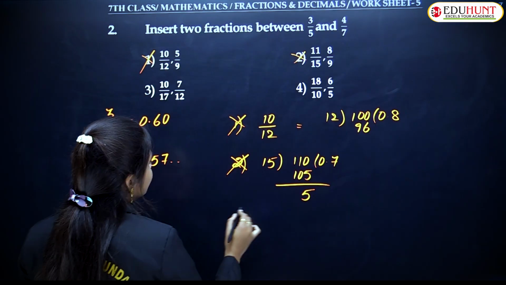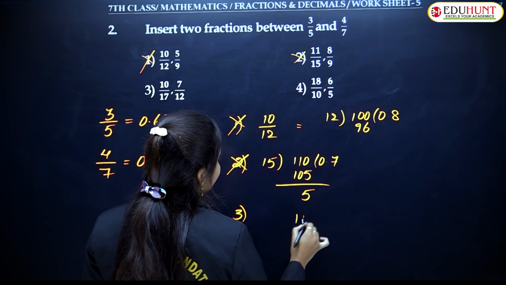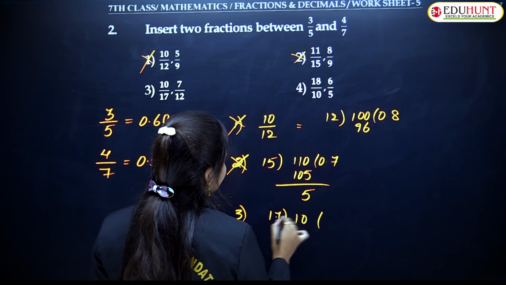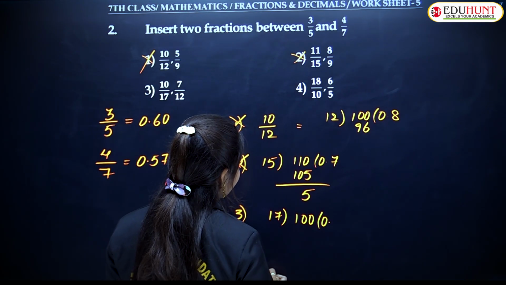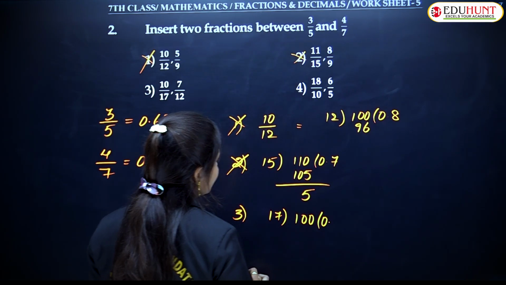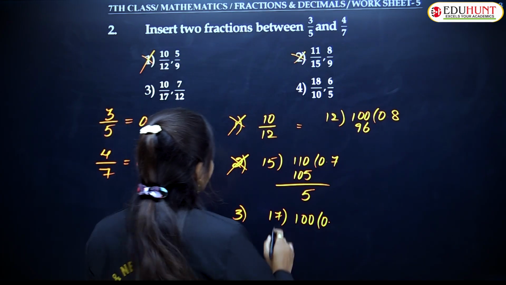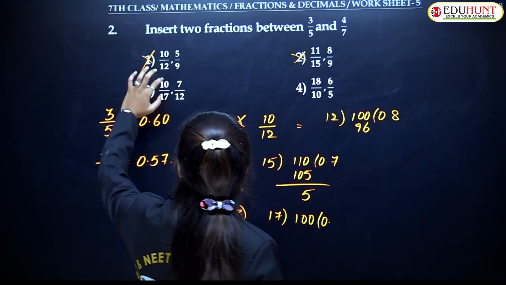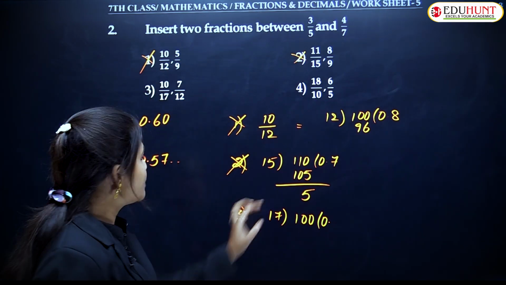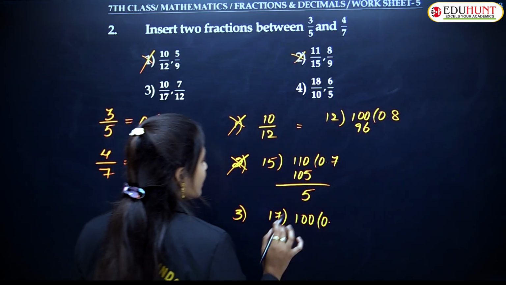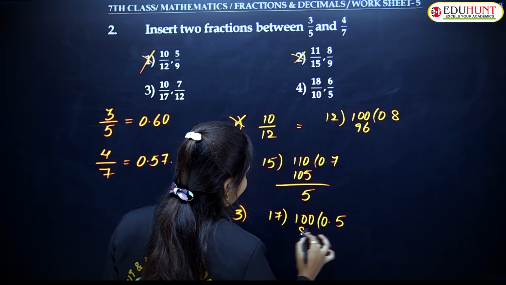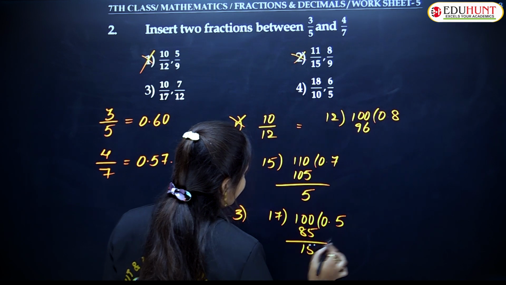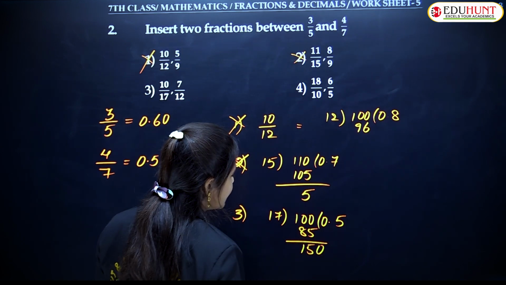Option 3: 10 divisible by 17. Keep 0 here and 0 here also. 10 is not divisible by 17, which means take 100 and keep that 0 here, so 0 point and 100. 17 5s are 85. The remainder is 15, and keep that 0 here.